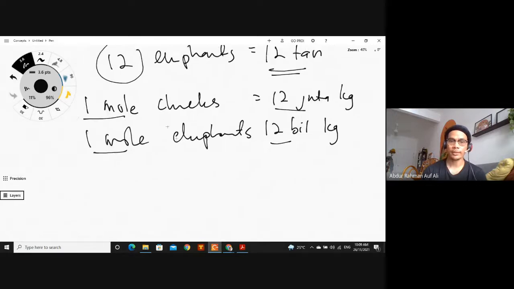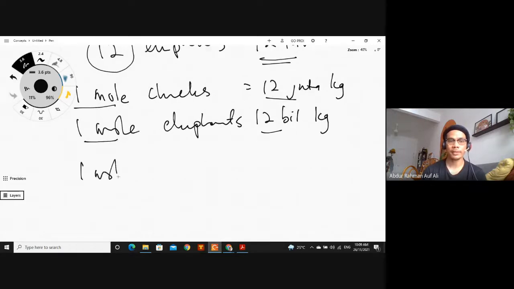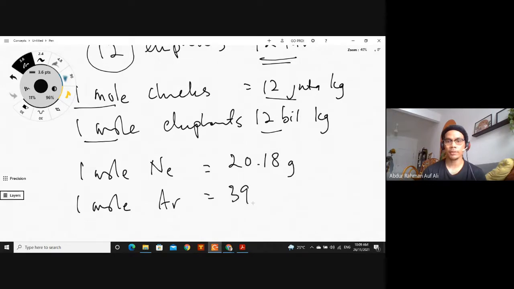So dalam soalan tadi, basically ini yang ditanya, 1 mole of neon dengan 1 mole of argon. Neon berat dia 20.18 gram. Argon berat dia 39.95 gram. Berat dia berbeza, tak sama. Tetapi bilangan dia adalah sama, 1 mole. 6.02 darab 10 kuasa 23.